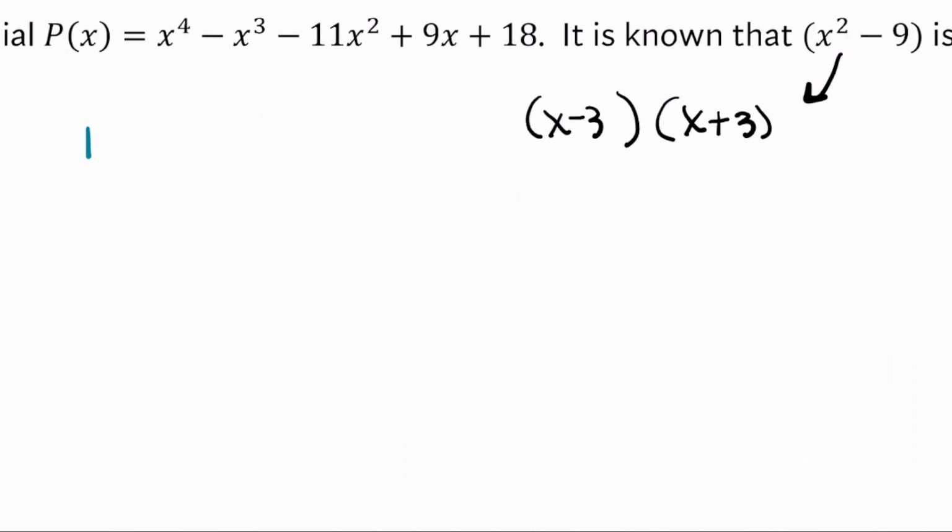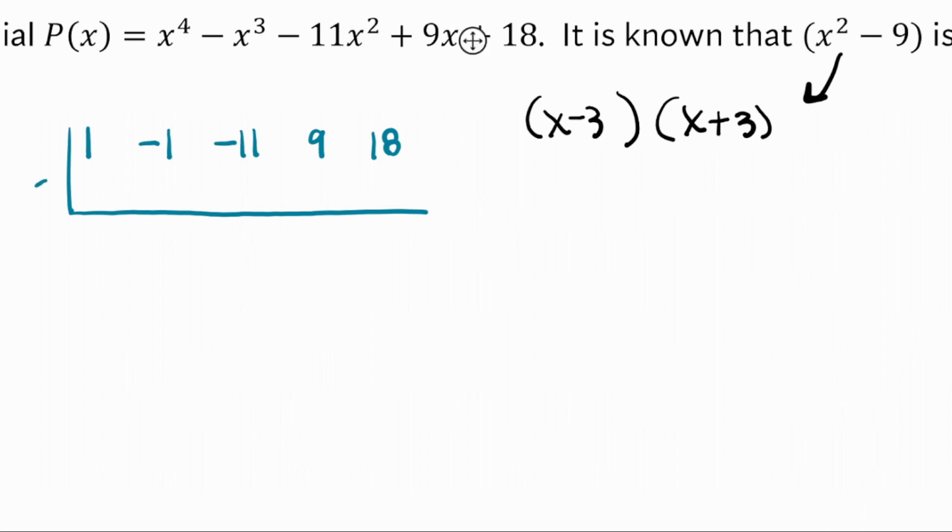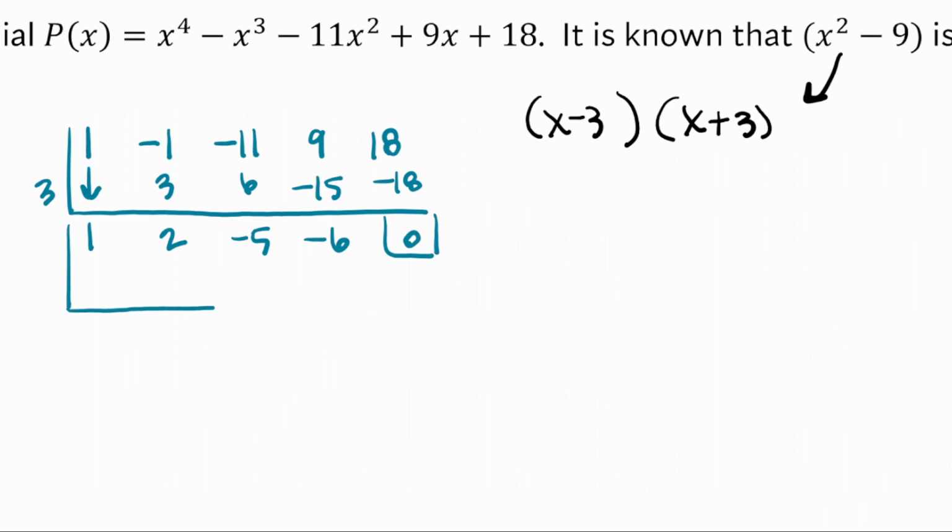So I'm copying the coefficients of p of x, 1x to the 4, negative 1x to the 3, negative 11x to the 2, positive 9x, and positive 18. And divide by x minus 3. Got a remainder of 0, that's good news. Now I'm going to divide by x plus 3.